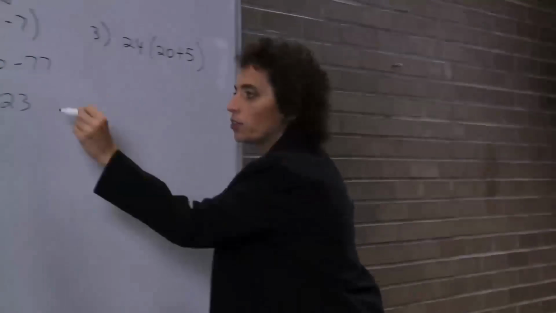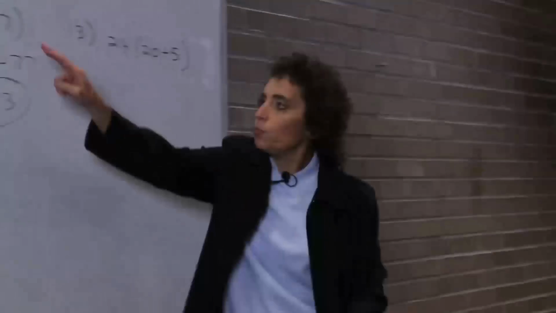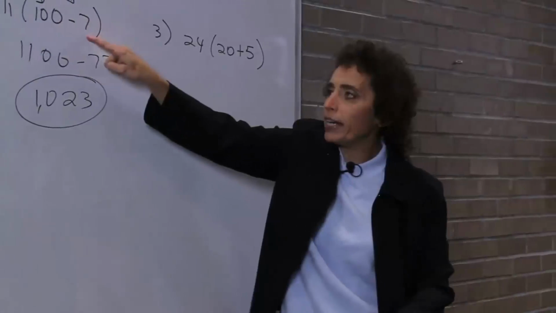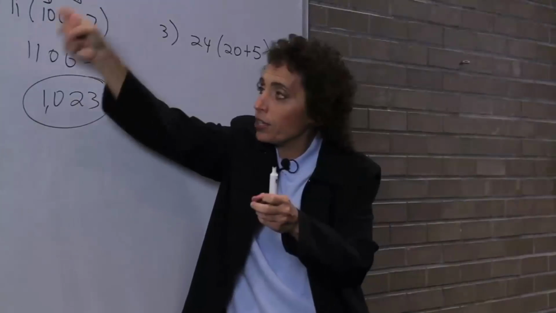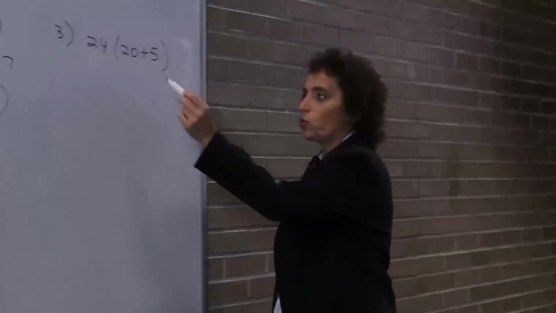So our answer there is 1023, but again, know what you've multiplied. You multiplied 11 times whatever this is, and 100 minus 7 is 93. So you've actually multiplied 93 times 11, okay? Let's look at the last question.